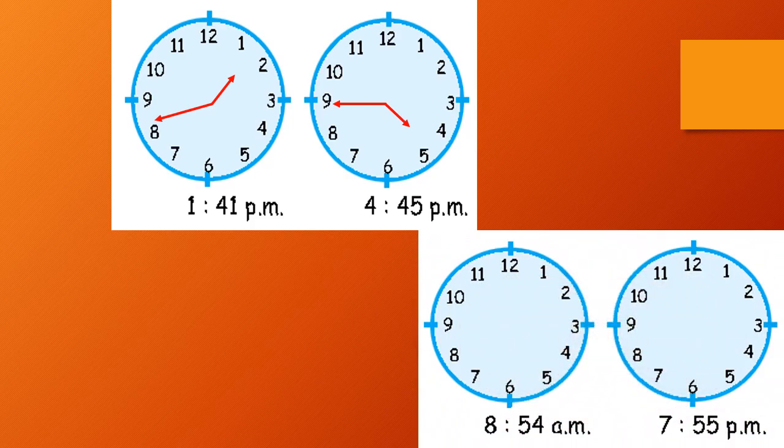8:54 a.m.: the short hand is between 8 and 9 because of the long hand at the minute 54. 7:55: the short hand is between 7 and 8 and the long hand on the minute 55.